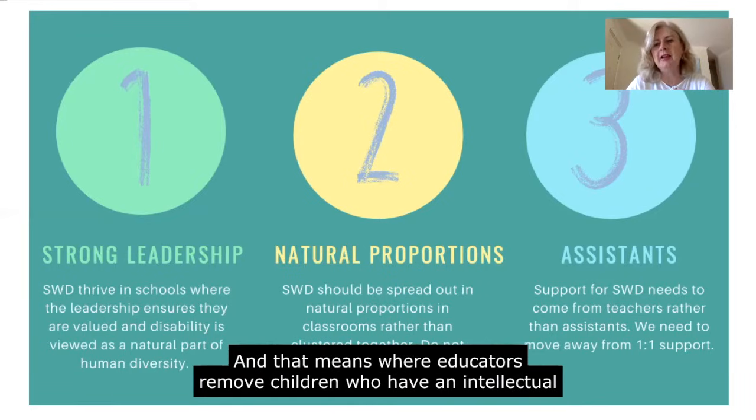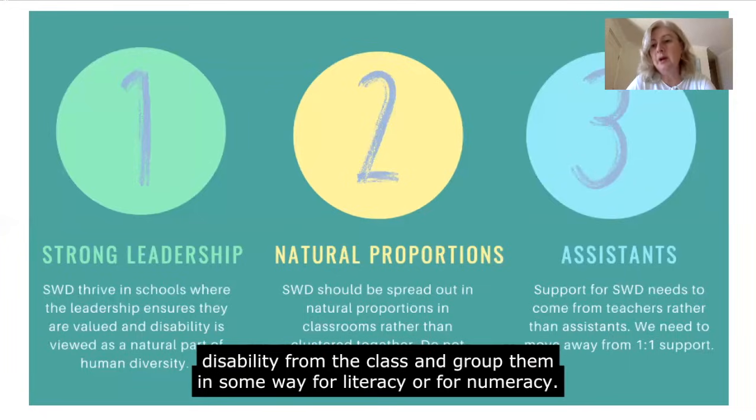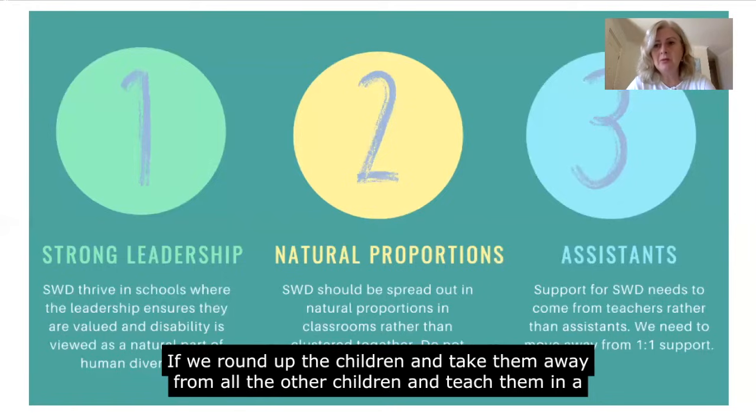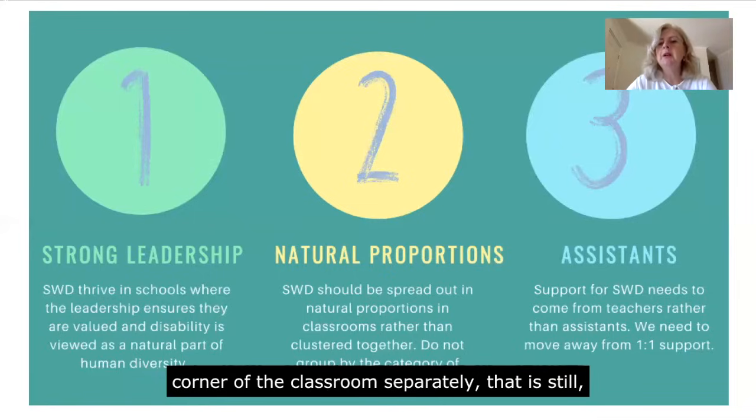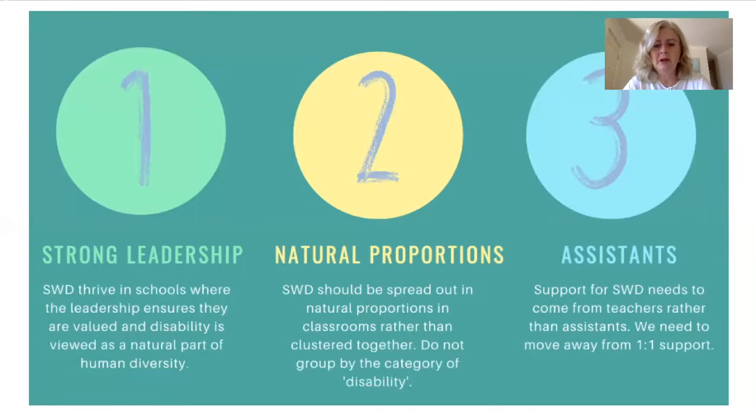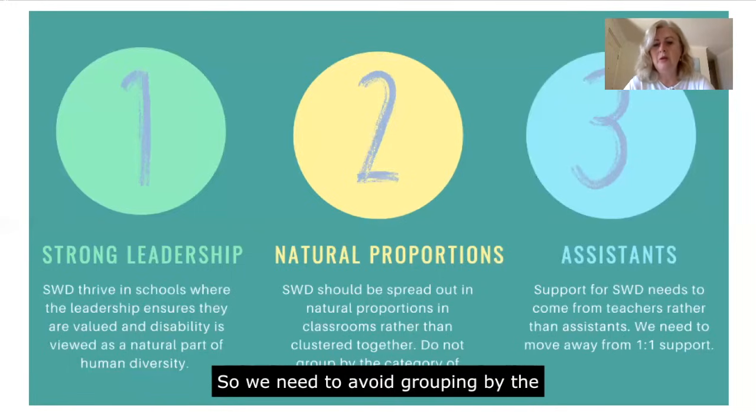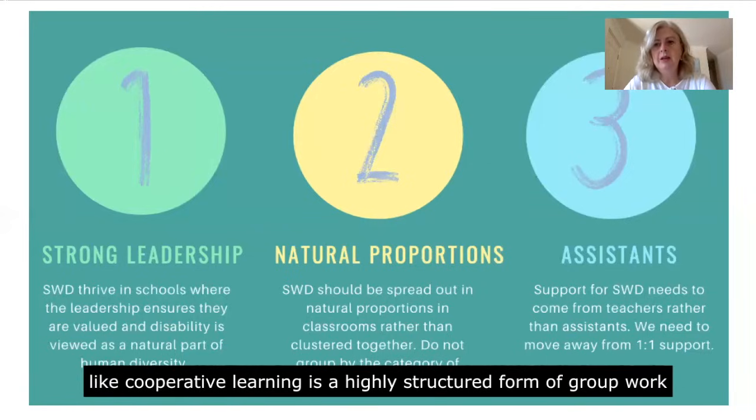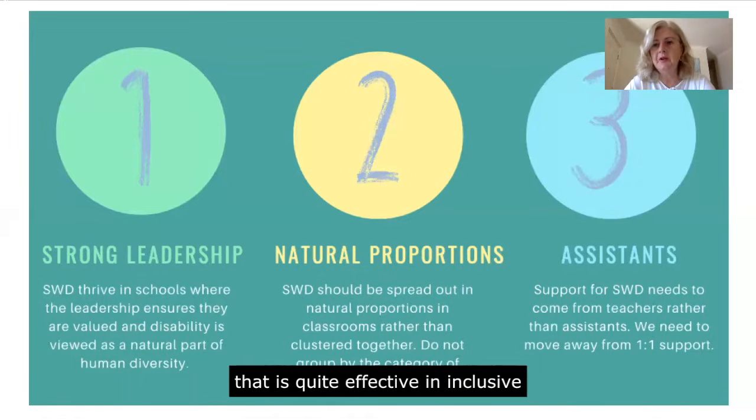And that means where educators remove children who have an intellectual disability from the class and group them in some way for literacy or for numeracy. And that can even be within the class. If we round up the children and take them away from all the other children and teach them in a corner of the classroom separately, that is still segregated education. So we need to avoid grouping by the category of disability and use pedagogical strategies like cooperative learning, which is a highly structured form of group work that is quite effective in inclusive classrooms.